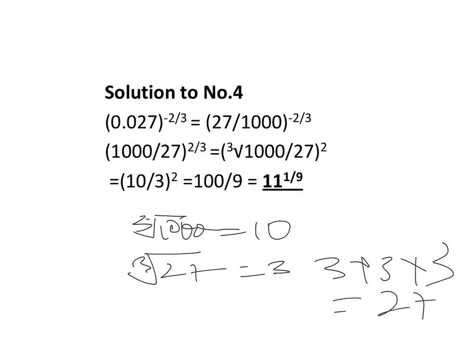And 100 over 9 is equal to 11 whole number 1 over 9. This is wrong. It is 11 whole number 1 over 9, not raised to power 1 over 9. So this is the answer. 11 whole number 1 over 9.